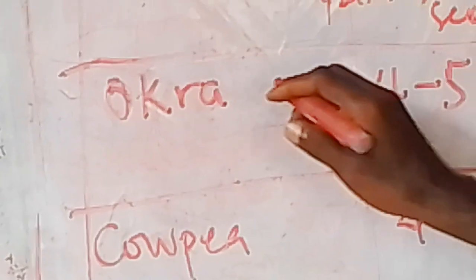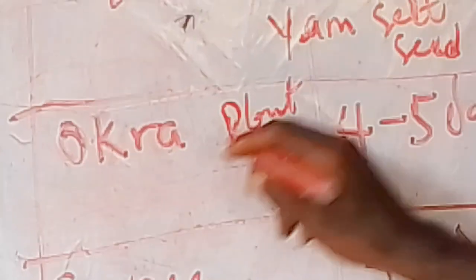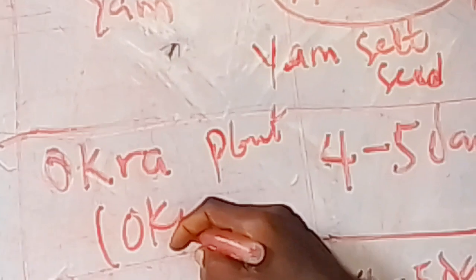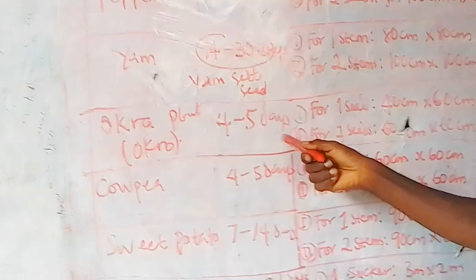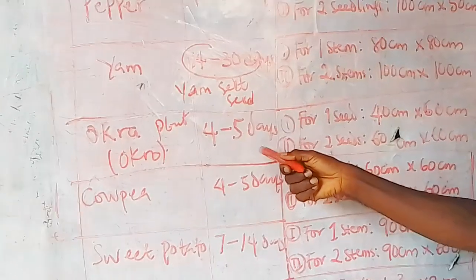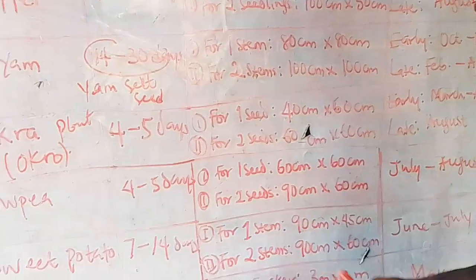Then look at the okra. The okra is a plant. The plant is called okra. The fruit is called okra. So okra plant, 4 to 5 days before it germinates.